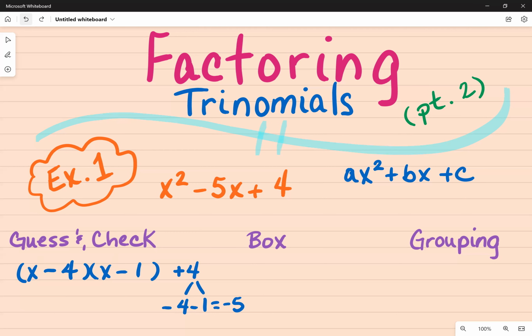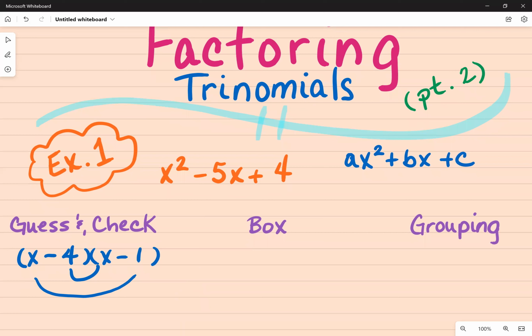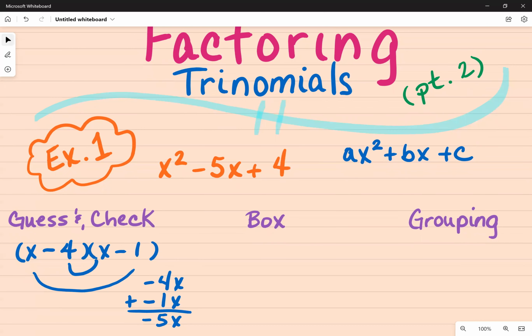Then again, if you wanted to check it to make sure it's correct, I like to make 2 little smiley faces, one for my middle terms and then one for my outer terms. So the middle term will be multiplied, -4 times x, which is -4x. And then the outer terms is x times -1, which is simply -1x. Now, when I add those, I do get the -5x that I was looking for. So that's my answer.